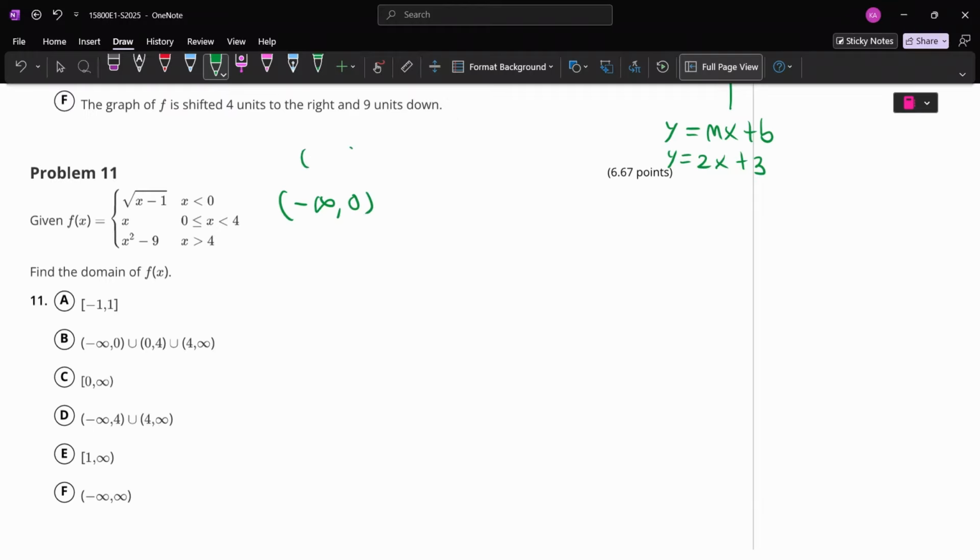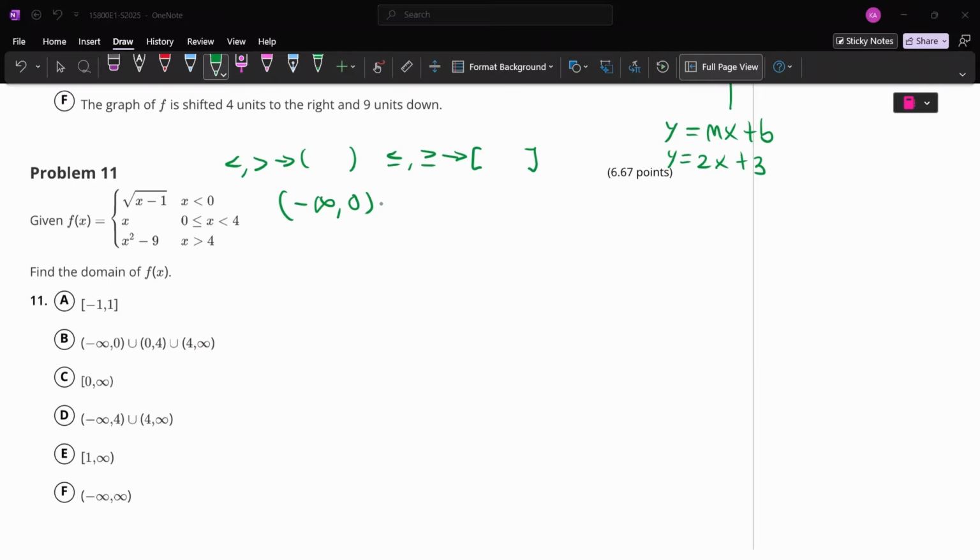Recall that parentheses are used for less than or greater than, and for less than or equal to, you would use square brackets. Since we have a less than here, that's going to give us parentheses here. And then the next thing we need to focus on is the next piece of our piecewise function, just x, and that says it's defined as x when x is greater than or equal to 0 and less than 4.